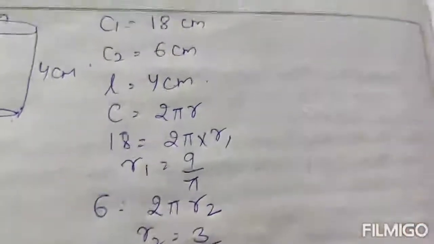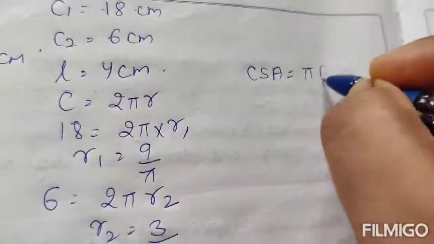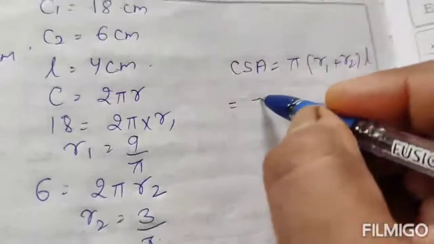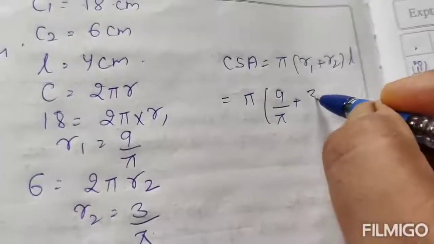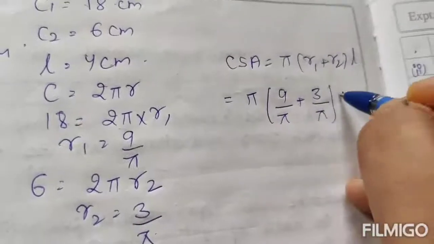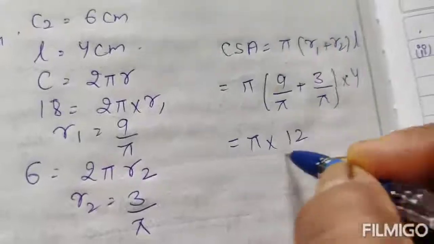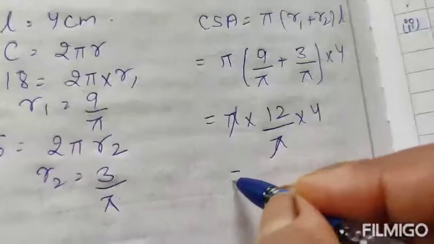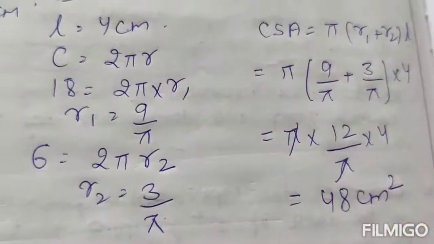Now put in the formula. The CSA formula is pi times r1 plus r2 into L. Pi into 9 upon pi plus 3 upon pi, into 4. Pi into 12 by pi, into 4. Pi cancels. Here it is 48 centimeter square. This is the CSA.